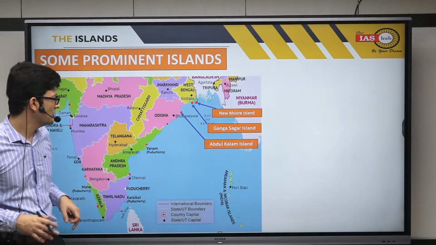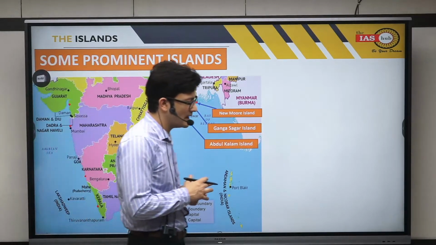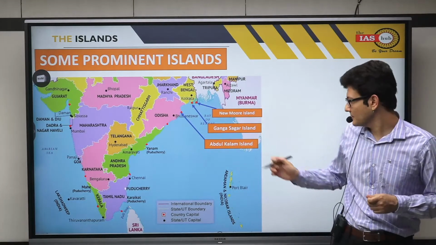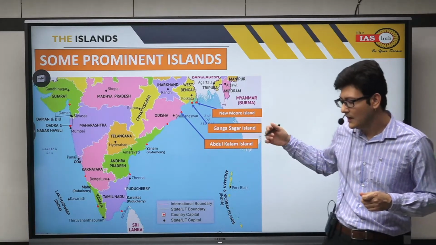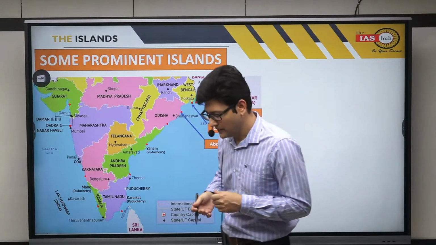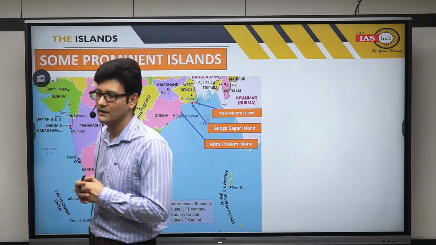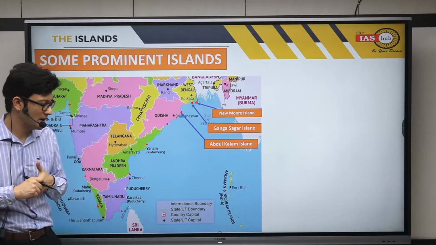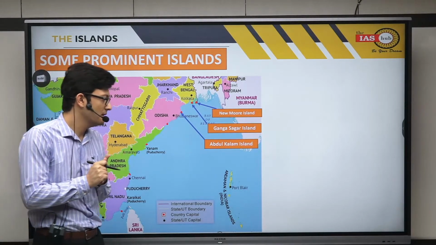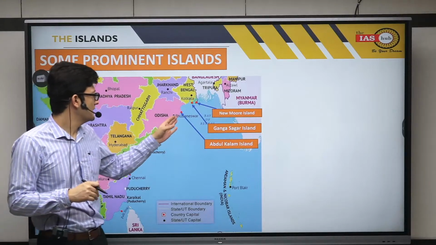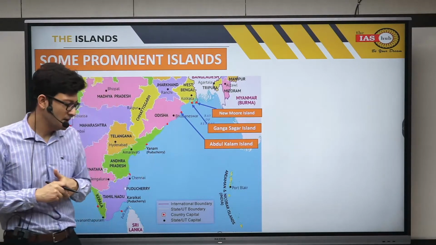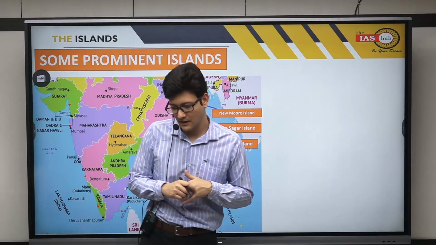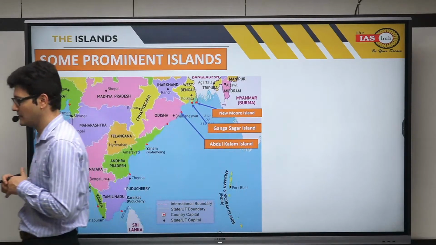Then moving southward, we have Abdul Kalam Island. Abdul Kalam Island is found in the coastal region of Odisha, and it was previously known as Wheeler Island. After the commemoration of Sir Abdul Kalam, our previous president, this island has been named after him. This island is also famous for missile testing. Various missile testing has been done here.